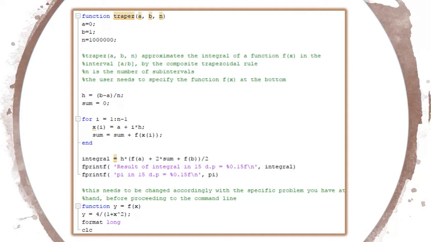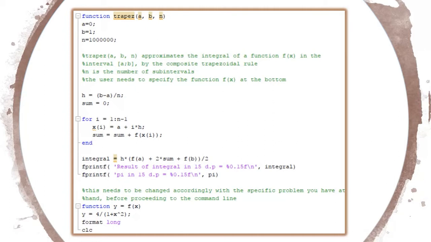And then also the changes need to be made according to the specific problem that we got in our PBLMath, which need to be adjusted before proceeding to the command line. That is function y. Function y needs to be changed according to our question. And also, format long is used in this coding as we want to show the longest value answer nearest to the 15 decimal places.